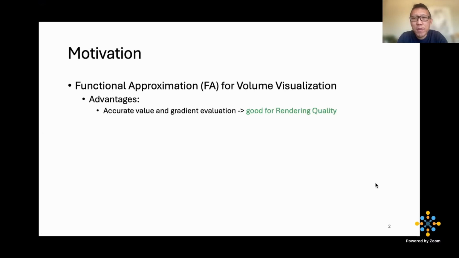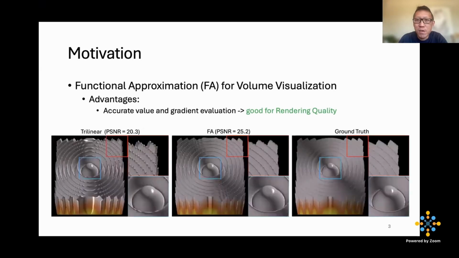So functional approximation, as a high-order continuous representation, provides a more accurate value and gradient query compared to the traditional discrete volume representation. So for scientific data visualization, the rendered image directly generated from functional approximation gives a rendering result closer to the ground truth, without the high-order artifacts caused by trilinear interpolation.